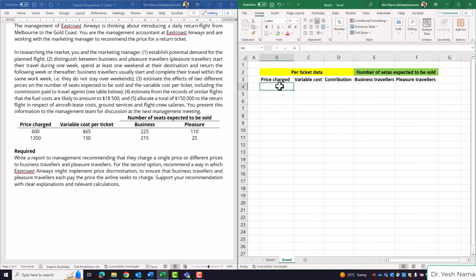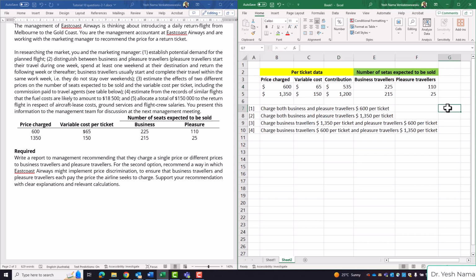So we have the following information from the question. If the price charged per ticket is $600, the variable cost per ticket is $65. This means the contribution per ticket is $535. If the price charged per ticket is $1,350, the variable cost per ticket is $150. This means the contribution per ticket is $1,200. So we have four possibilities to evaluate here.